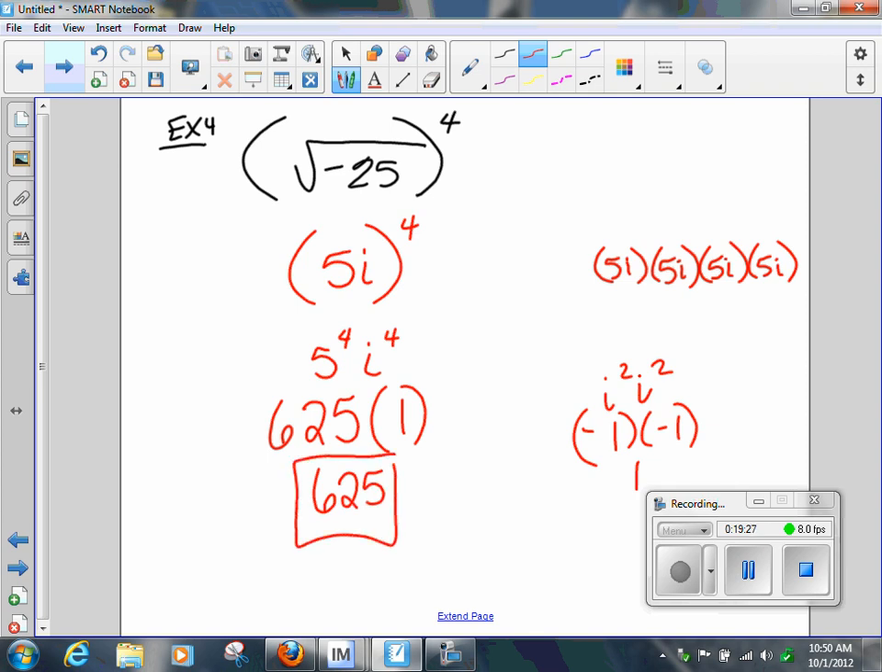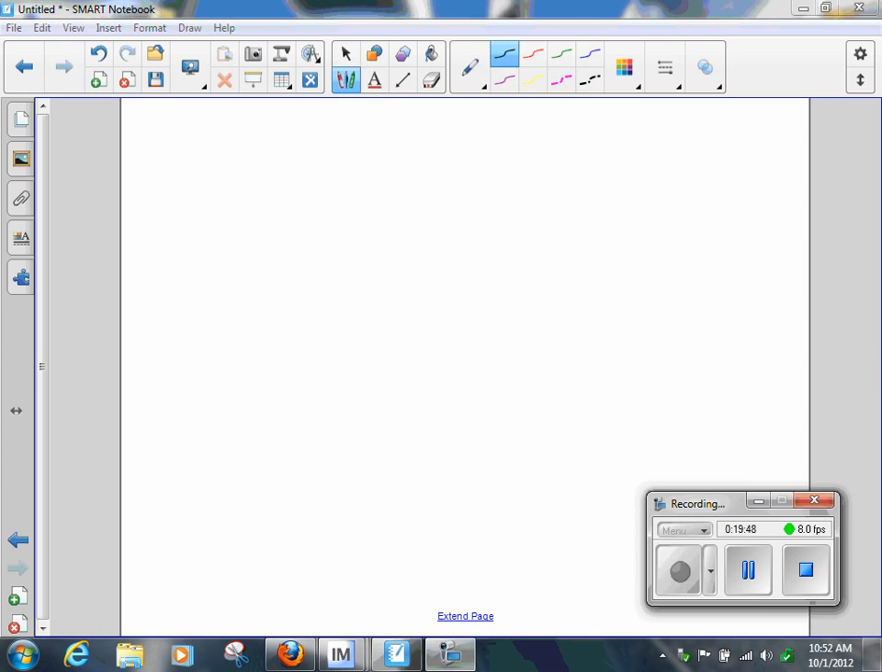Could I put that in my calculator to check it? Sure, you can. Your calculator has to be in what mode, though? It has to be in a plus bi mode. Okay? Be aware of that. Right there, a plus bi mode. Comprende? So maybe I'll do it this way.